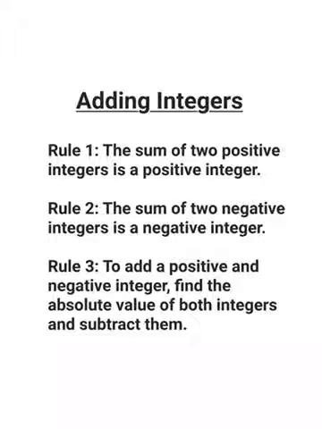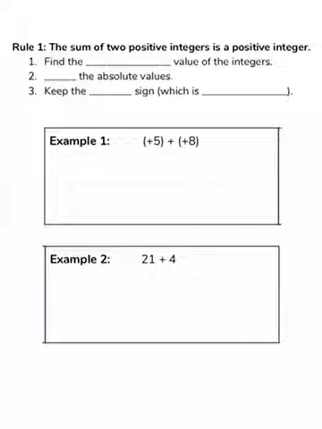So we're going to review A, what are integers, and then B, how we can add, subtract, multiply, and divide using integers. And this video is going to focus specifically on adding integers. If you take a look at our first rule, this says the sum of 2 positive integers is a positive integer. So if we take a look at our examples, they are showing us integers. Remember that integers are positive or negative whole numbers.